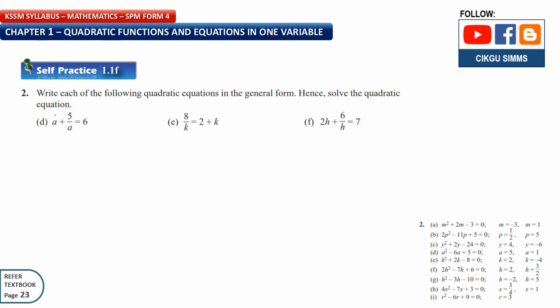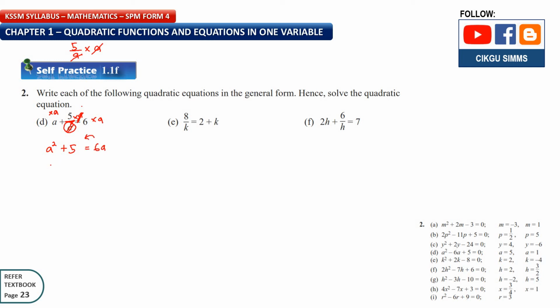Let's move on. Okay, so now we have this one. You need to multiply everything by a because I don't want to have a fraction. So I multiply this one by a, this one by a, this one by a, and then the a will be gone, right? The first one, a times a, you get a squared. The second one is 5 only, because a divided by a is gone. And then equals 6a.